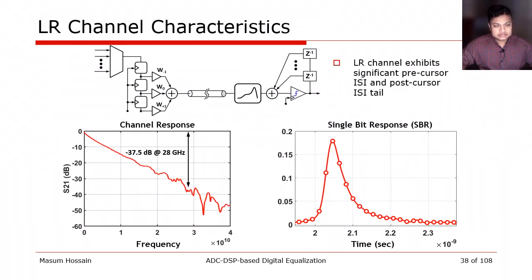To understand this scenario, let's consider a practical case where we are sending 112 gigabit per second from the transmitter side in PAM4. Therefore, at 28 GHz, we need to compensate about 38 dB loss. With such high loss, my single bit response is severely dispersed, shown with significant precursor and post-cursor ISI.